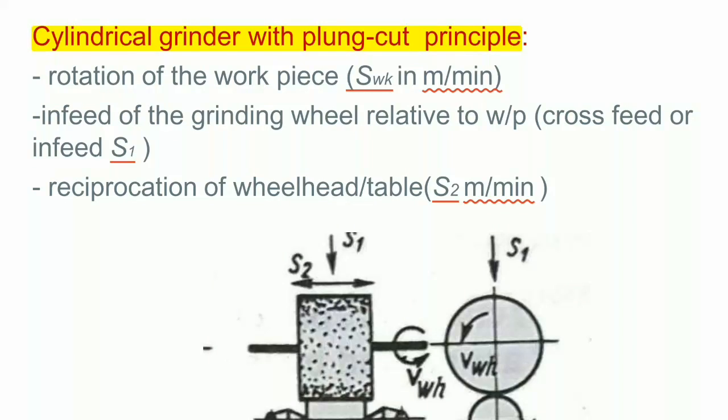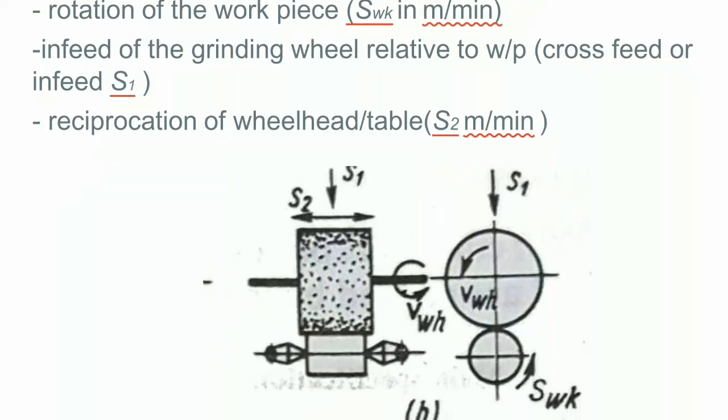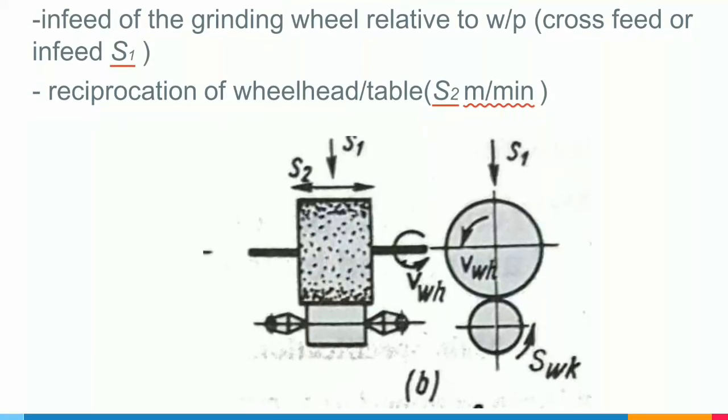Cylindrical grinder with plunge cut principle. Rotation of the workpiece as WK in meter per minute, infeed of the grinding wheel relative to WP, cross feed or infeed S1, reciprocation of wheel head table S2 meter per minute. And this is the figure of this.